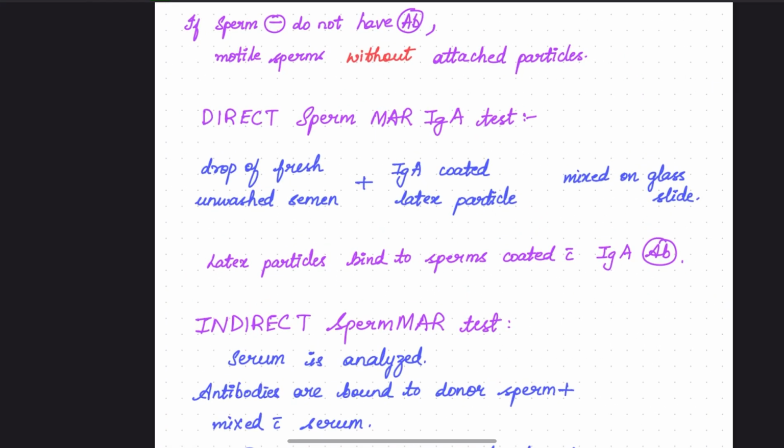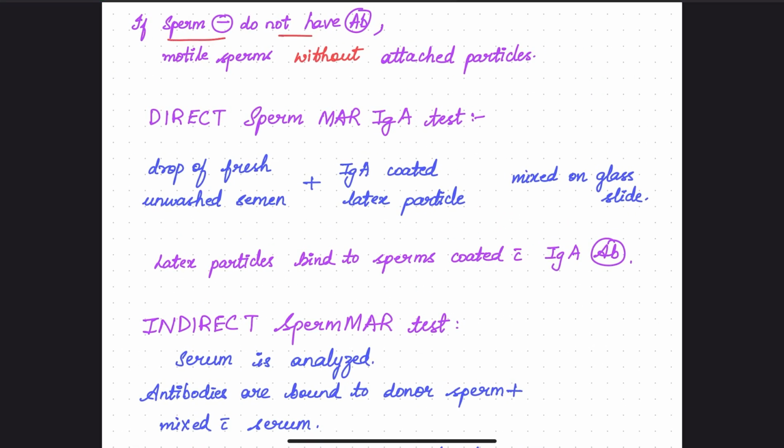Whereas if at all sperm do not have antibodies, you find motile sperms without attached particles. The immunoglobulin will not attach the latex to the sperm because the sperm does not have antibody. The latex cannot attach to it. So without any attached particle means the antibodies are absent. This is a direct sperm MAR IgG test.